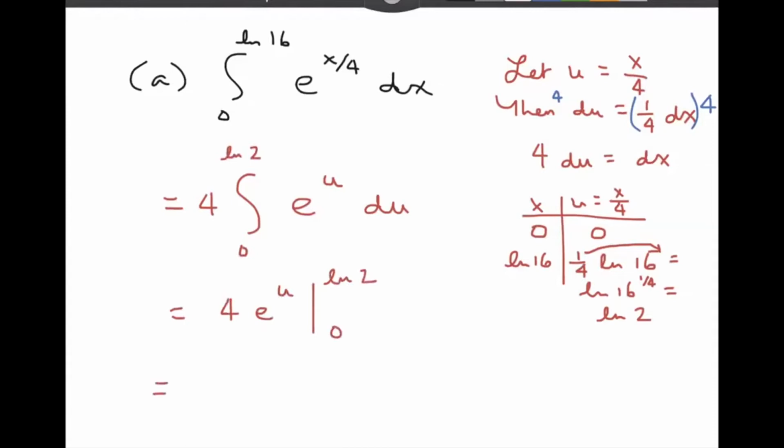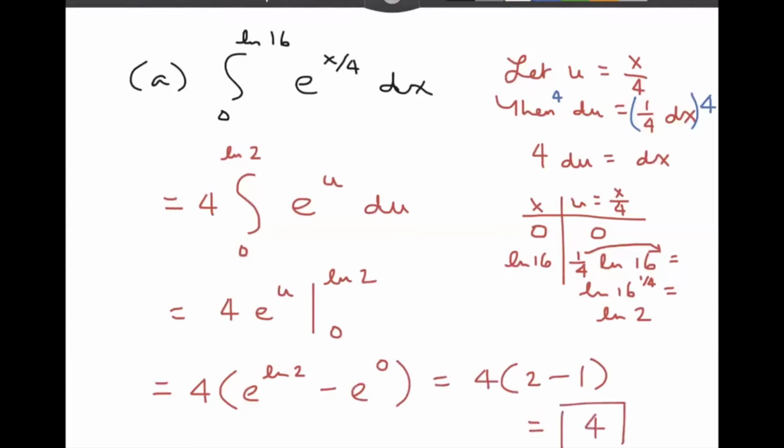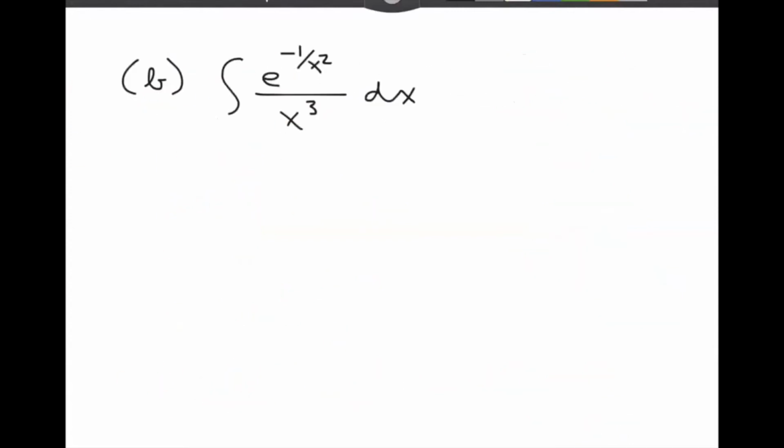All right, so that's going to leave us with 4 times e to the natural log 2 minus e to the 0. E to the natural log 2 is just 2. E to the 0 is 1. So this integral comes out to 4. Isn't that nice? All right, next. The integral of e to the negative 1 over x squared divided by x cubed dx. This is also a u substitution. It is not a baby u substitution, just a regular u substitution.